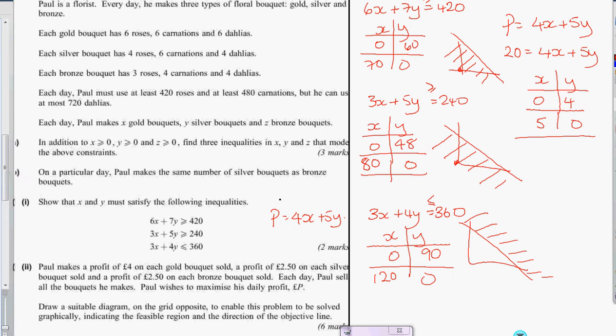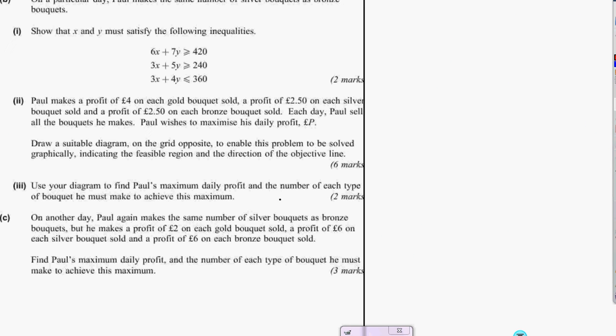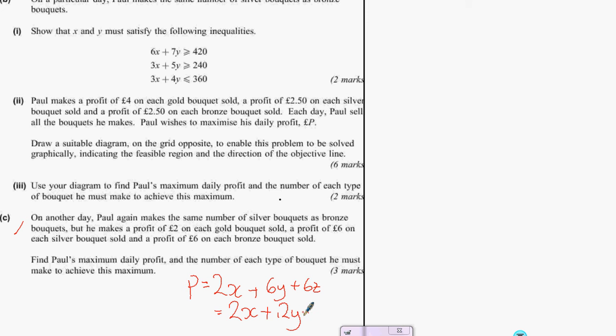Right, back to the question at hand. Next part of the question then says, part C: on another day, Paul makes the same number of silver and bronze. So we've got everything that we've had before, but the profit has changed. So the profit is going to be 2x and then 6 on each. So you're going to have 6y and 6z, which we know now is going to be 2x plus 12y, because that z turns into y because it's the same number, so you end up with 12y.